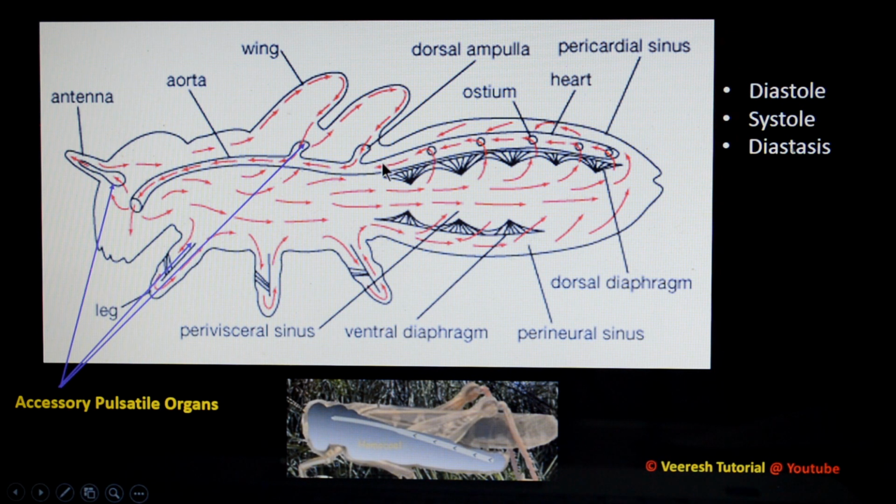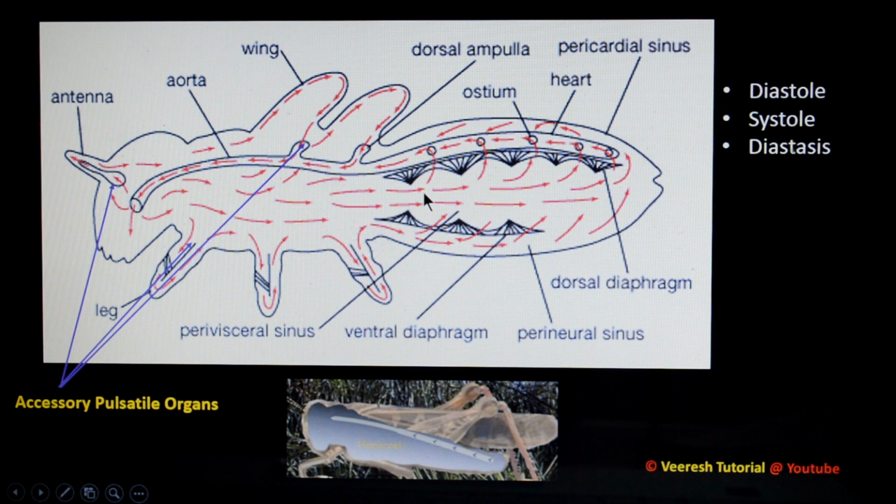Once blood moves and reaches the base of the aorta, and the aorta is just a tubular part of the dorsal blood vessel which opens at the base of the brain, but it lacks ostia. That means ostia are absent in the aorta. So due to the contraction of these alary muscles, blood moves forward, and this blood comes out through the aorta and reaches different parts of the body.